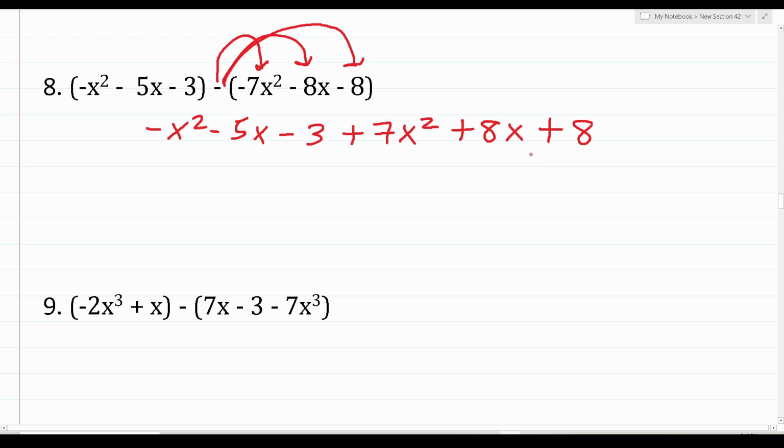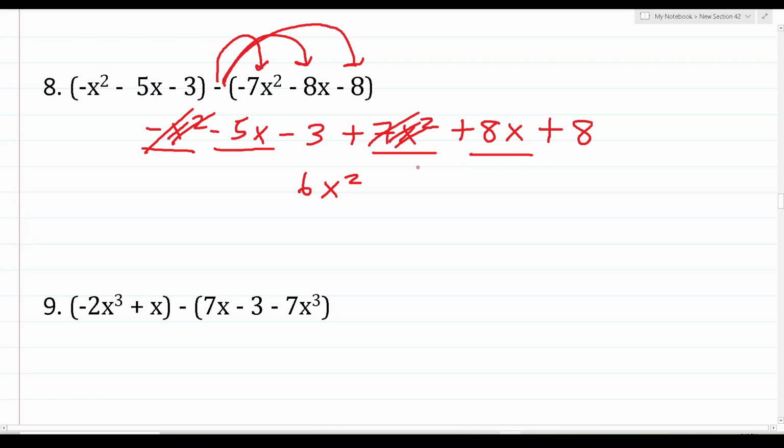All right, now that we've distributed that negative and dropped our second set of parentheses, we can go ahead and combine like terms. So we have negative x squared and 7x squared. Those combine to be 6x squared. So we'll cross those out now that we've combined them. Then we have negative 5x and 8x.